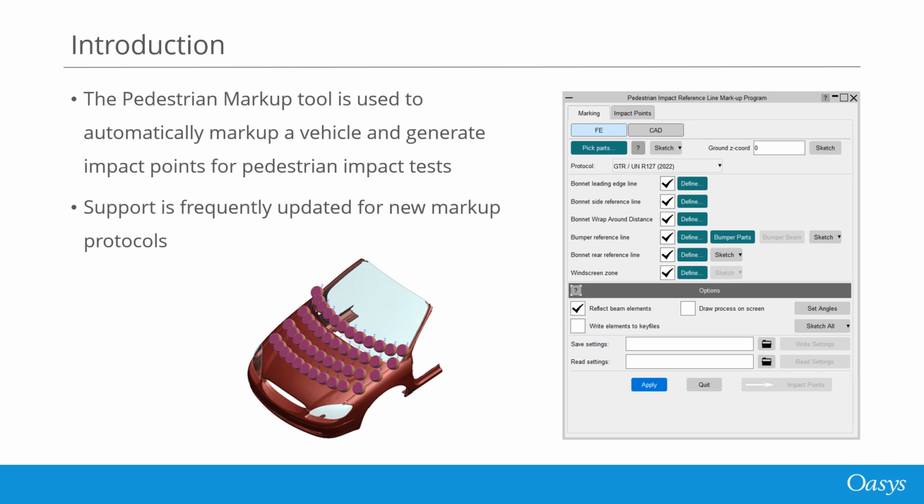The Pedestrian markup tool is available through Primer and is used to mark up vehicles and generate pedestrian impact points in accordance with a selection of protocol regulations. Subsequent impact models can then be built from the impact points generated. The tool is updated frequently so as to support newer protocols and amendments.